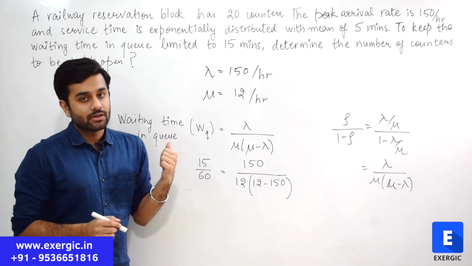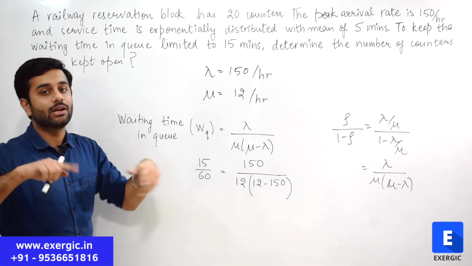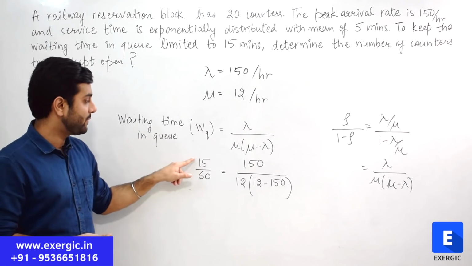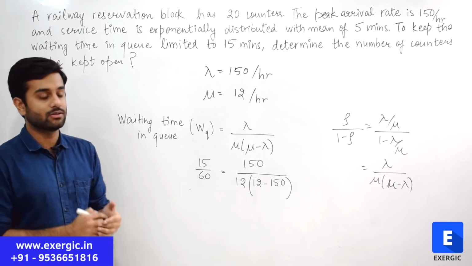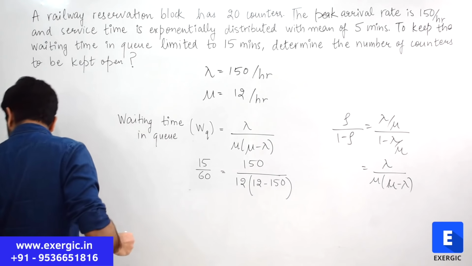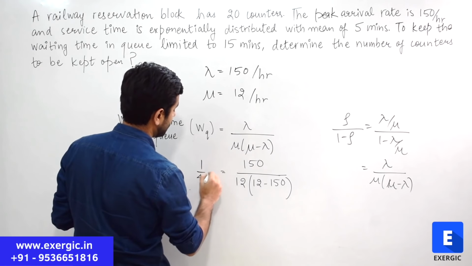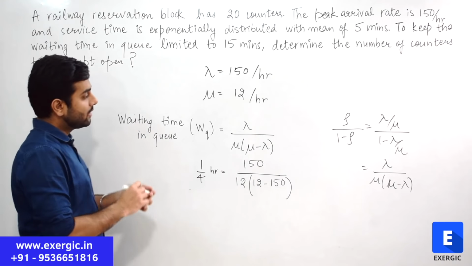The waiting time in the queue should be 15 minutes. Obviously you need to convert that into hours because all other units are in hours. So this is going to be 15 divided by 60, correct? 60 minutes in 1 hour. So it is 1 by 4. 15 divided by 60 is precisely 1 by 4 hour. So this much is the waiting time in queue.